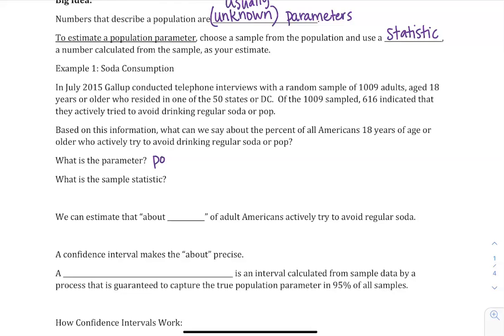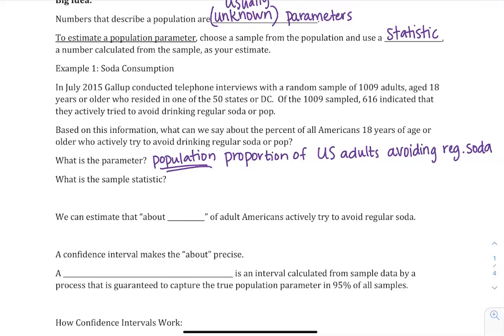We're always trying to describe a population. So you better always start with population when you're describing the parameter. So it's the population proportion of U.S. adults, we want to be specific, avoiding regular soda.